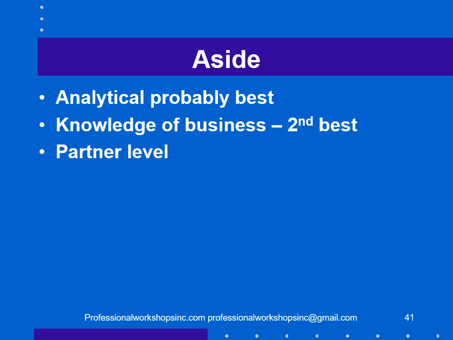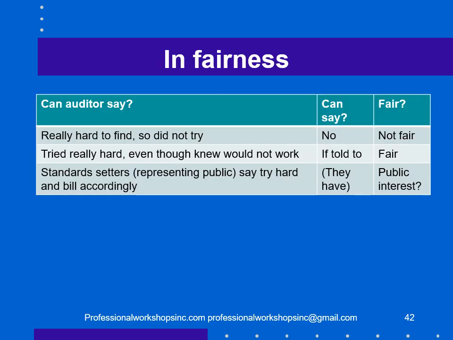So this is partner level stuff, and somehow or other that got missed. In fairness, and I'm complaining a lot about all of this documentation, and I don't think we can. I think we just have to do it. Can we say, well, fraud is really hard to find, so we're just not even going to try? I don't think we can say that. That's not fair to the public.